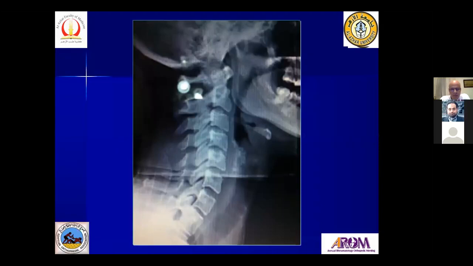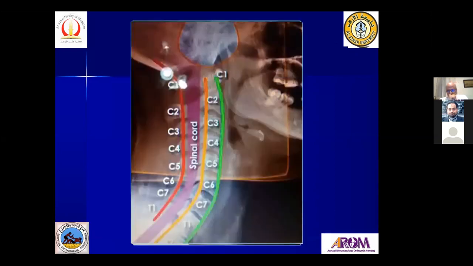This is the lateral view. You can see from C7 up to the odontoid process and C1. These are the lines presenting on the X-ray. You can see the three lines, which represent the normal alignment of the cervical spine.